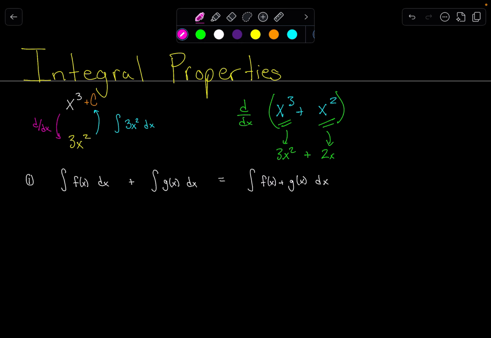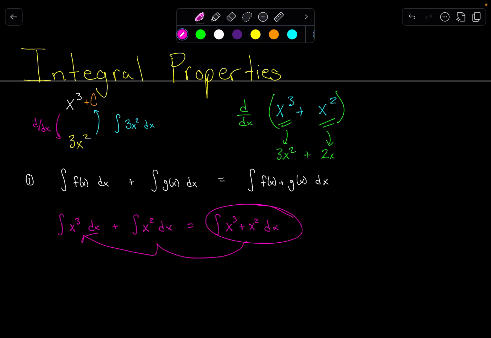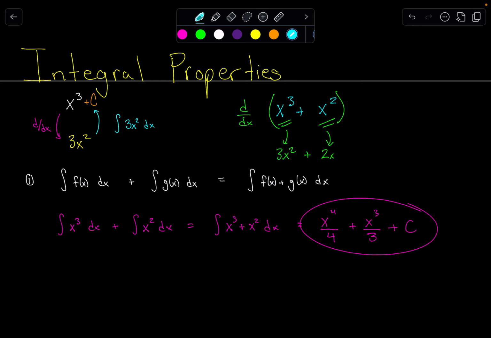So for example here, if I have the integral of x cubed dx and I were to add it to the integral of x squared dx, that's the same thing as just doing the integral of x cubed plus x squared dx. So it goes both ways. If I were to start here, I could just do them each individually. And this answer would just be x to the fourth over 4 plus x cubed over 3. And then we tack on that plus c, and there's our answer. And we could always check our answer, of course, by taking the derivative.